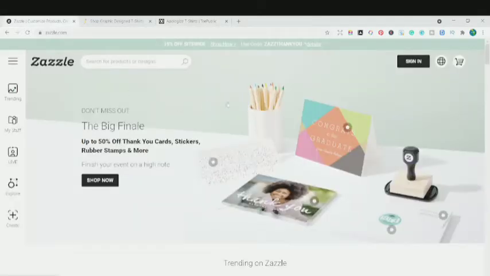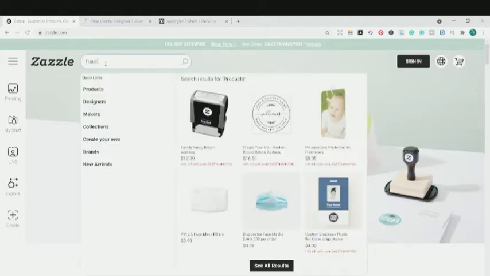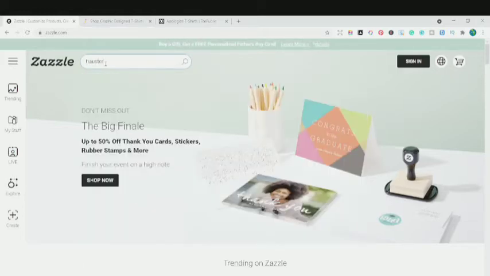So I'm just going to go over to Zazzle. Now this is the Zazzle homepage. I'm going to type the hoster and we're going to see whether that trend is there on Zazzle or not.